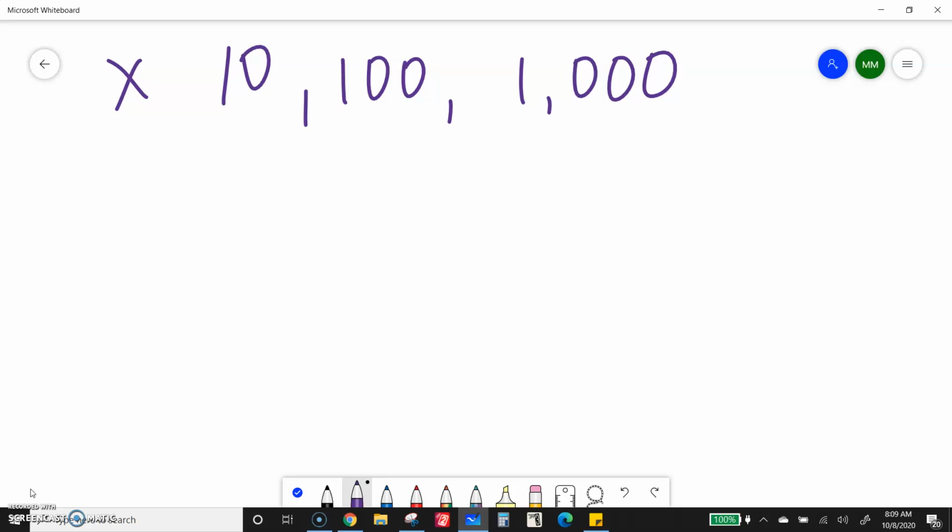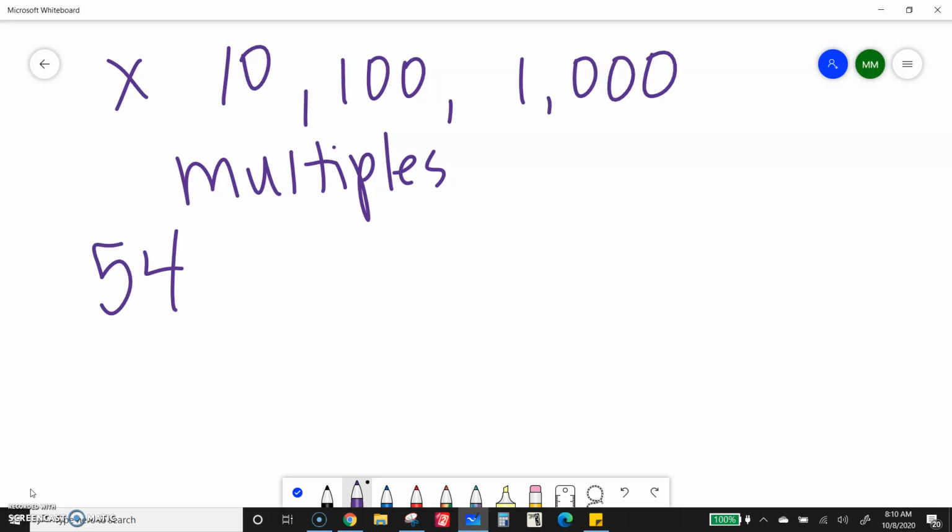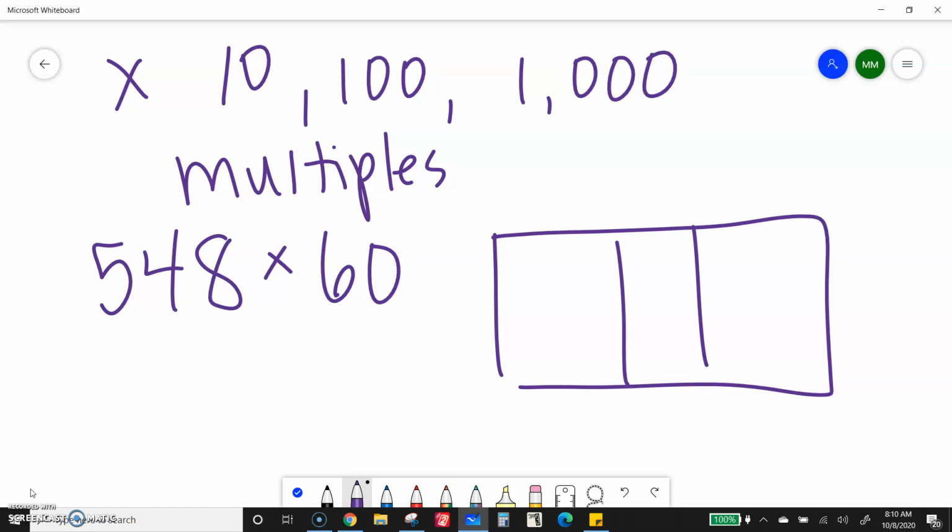All right, for this lesson, we are going to take two things we've done, sort of combine them. So we've talked about multiplying by 10, 100, and 1,000, where you add those zeros. But now, instead, we're going to multiply by multiples of those numbers. So say you got a problem like 548 times 60. Now, you could do window method like 3 by 2 to figure that out.